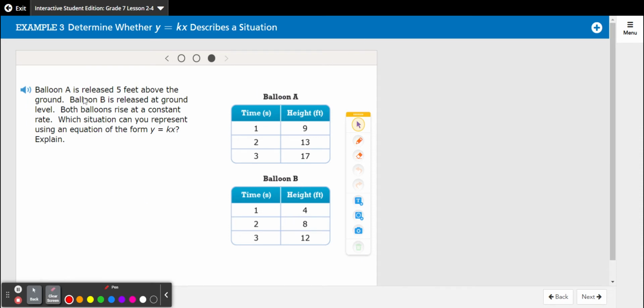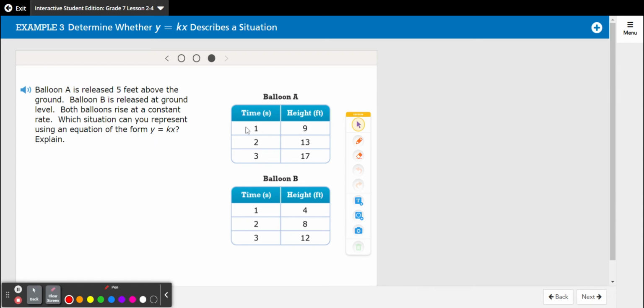So here's the problem. Balloon A is released 5 feet above the ground. Balloon B is released at ground level. Both balloons rise at a constant rate. Which situation can you represent using an equation in the form of y equals kx, and explain?